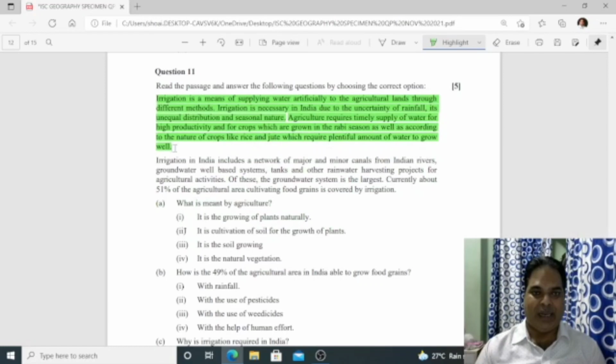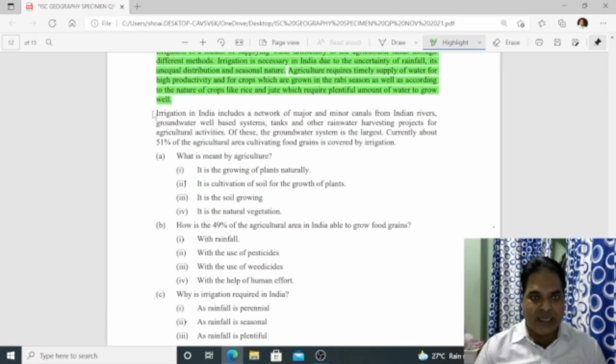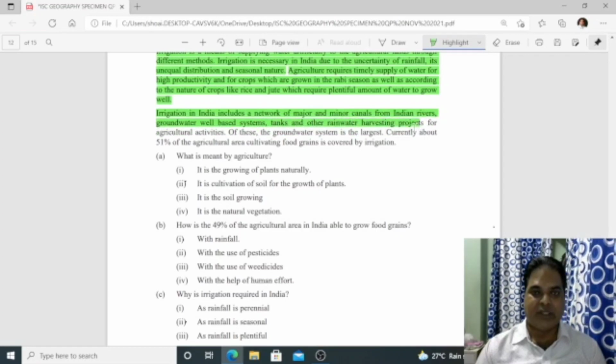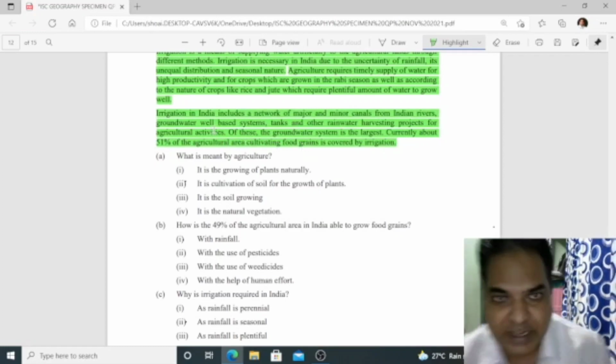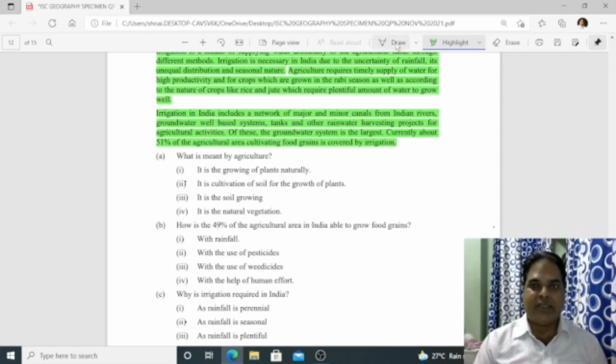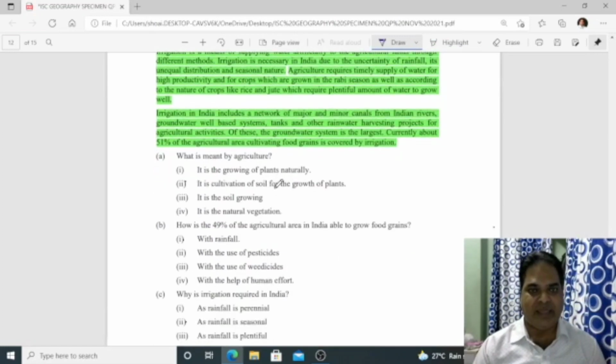grow well. Okay, the next one, irrigation in India includes a network of major and minor canals from Indian rivers, underground well-based systems, tanks and other rainwater harvesting projects for agricultural activities. And the last one, currently about 51, remember 51% of agricultural area cultivating food grains is covered by irrigation. So now on the basis of this paragraph you have to answer, read it properly, and then you answer it.